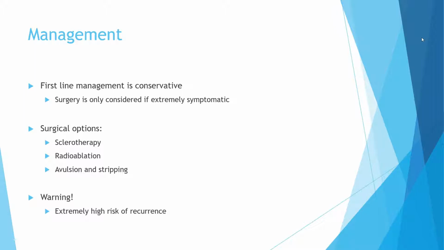The traditional historical way of removing varicose veins was avulsion and stripping. So small cuts would be made on the legs and the veins would be physically removed. Other options that we have nowadays are the insertion of a probe to radioablate the veins from the inside out, and sclerotherapy, which is the injection of inflammatory chemicals to create a chemical response and seal the veins off.